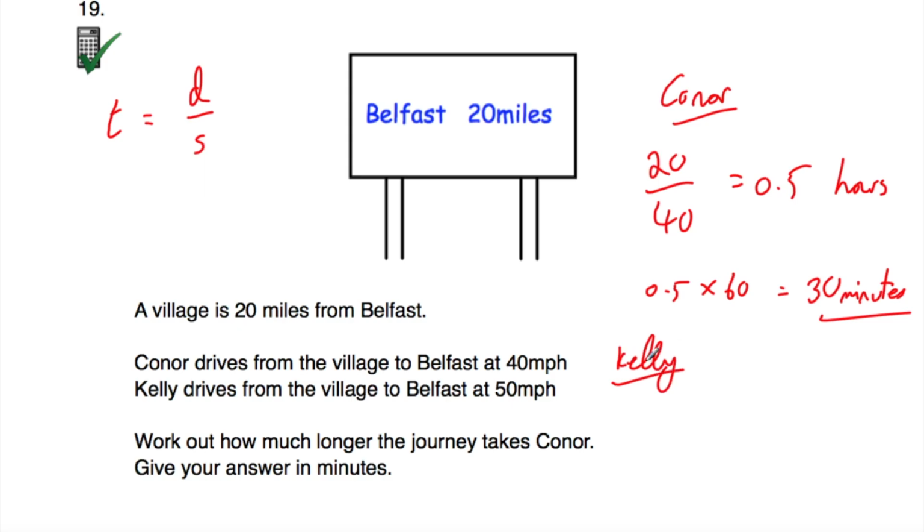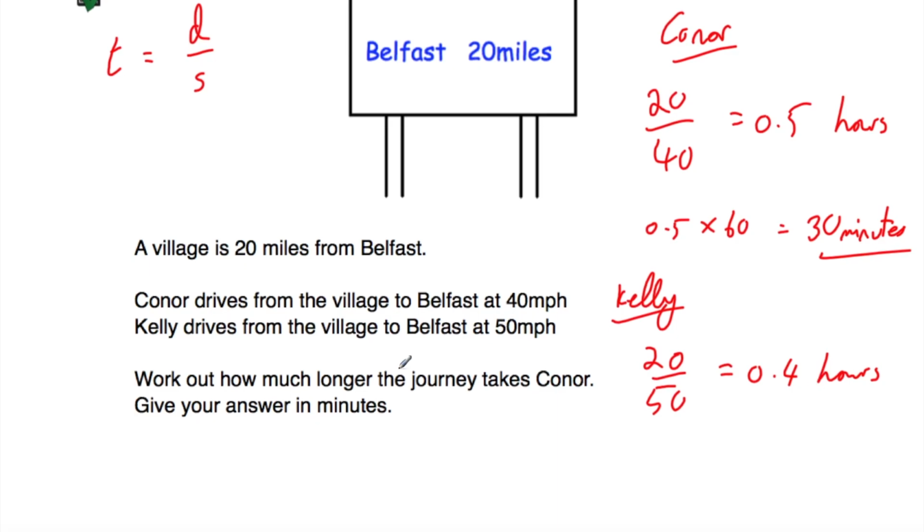Okay, now in terms of Kelly, she drives the same distance, which is 20 miles, but she's now driving at 50 miles per hour, so she's traveling at a faster speed. So if we do 20 divided by 50, that tells us how long her journey should take. 20 divided by 50 is equal to 0.4, because it's 2/5, that's 0.4. So it takes her 0.4 hours. To change 0.4 hours into minutes, we take 0.4 and times it by 60. 0.4 times 60 is equal to 24 minutes. So it takes her 24 minutes to travel from the village to Belfast.